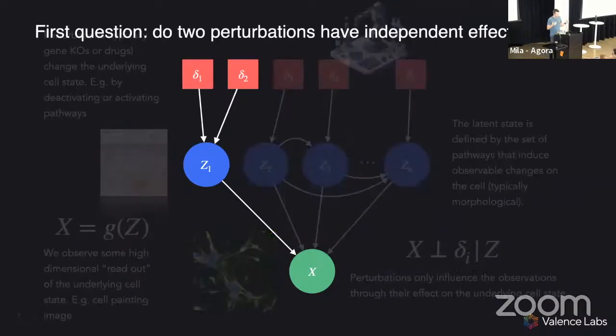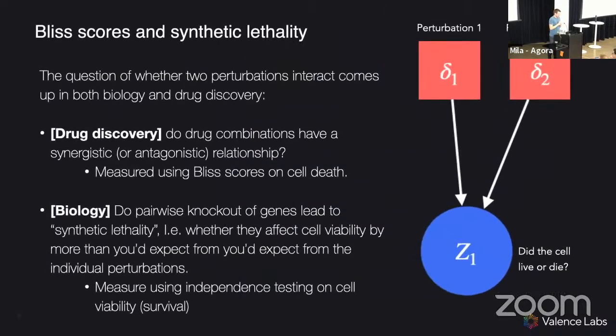And then the question we're trying to ask is the most basic question you might want to ask: do two perturbations have independent effects on the cell? Okay. Now this is a question that is asked frequently. In drug discovery, you'll ask things like, do you have synergistic or antagonistic relationships between molecules? And usually this is measured using something called a Bliss score, which I'll explain in a minute, which talks about independence in terms of cell death.